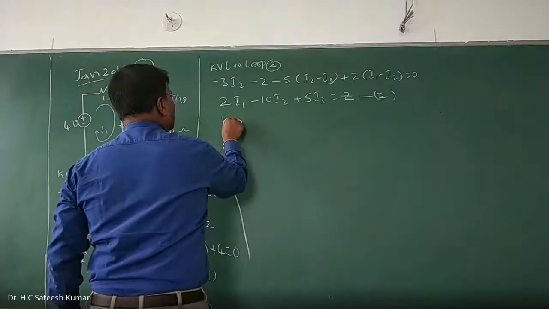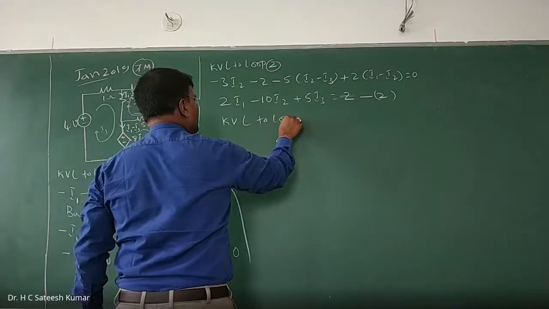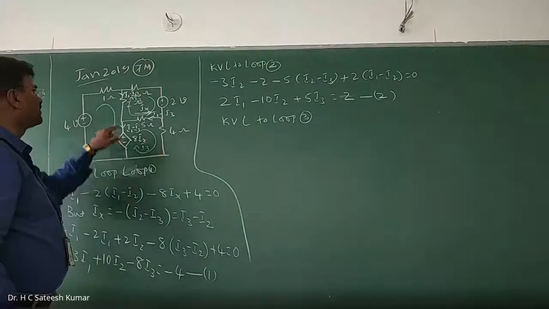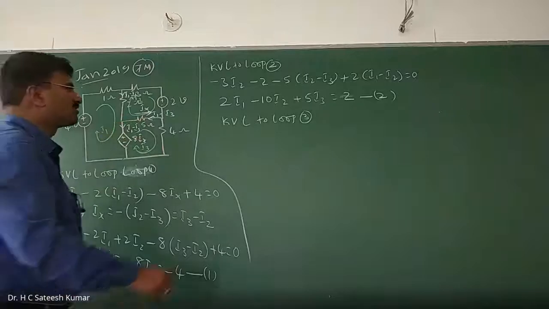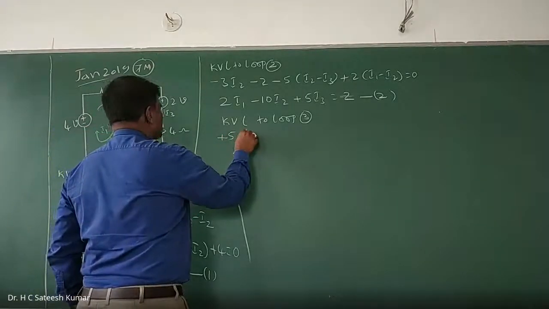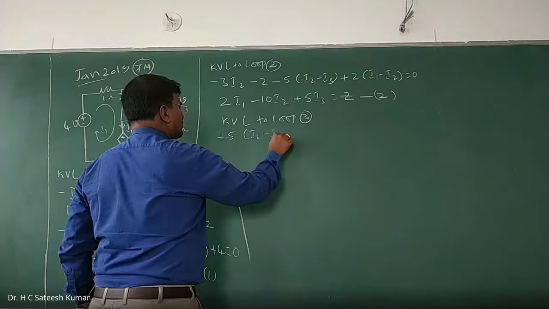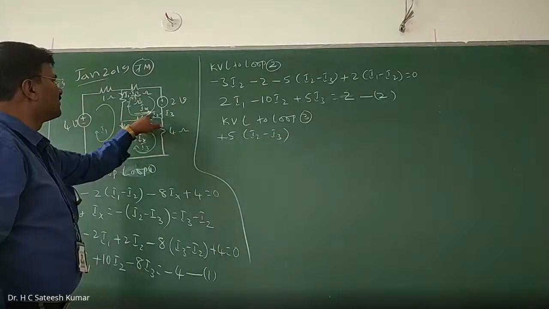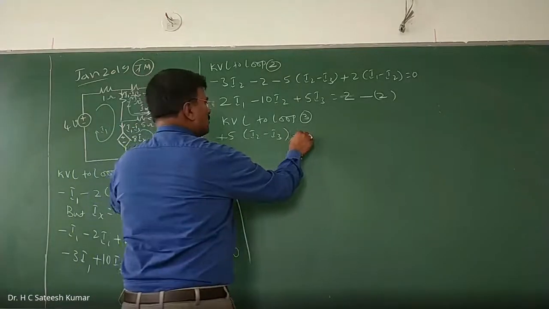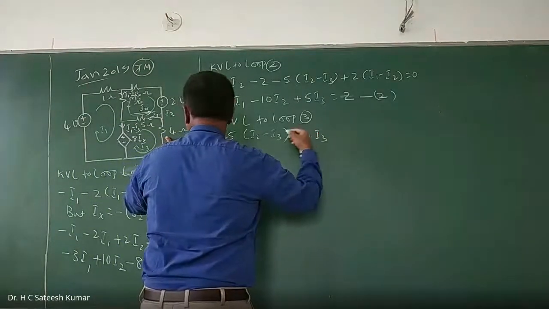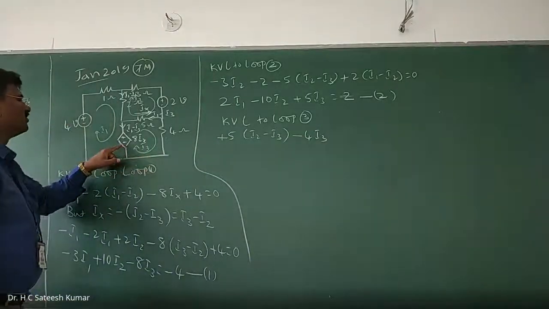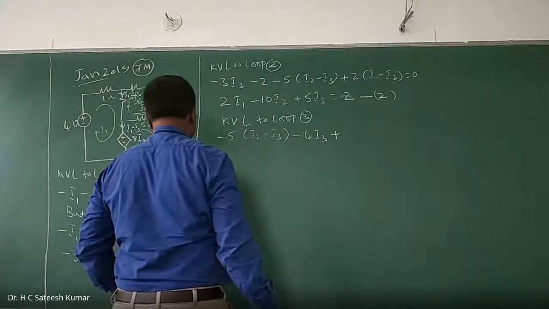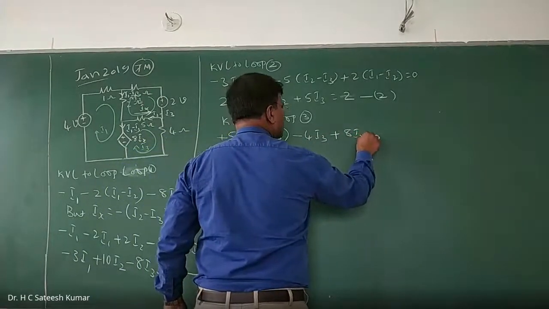Next, KVL to loop 3. If you apply KVL to loop 3, start from this point, against, I am going plus. Therefore, 5 into I2 minus I3. Next, I am going this way, same direction, from here to here. Next, same direction is minus 4 into I3. Next, minus to plus power supply, plus dependent power supply, 8 into Ix is equal to 0.